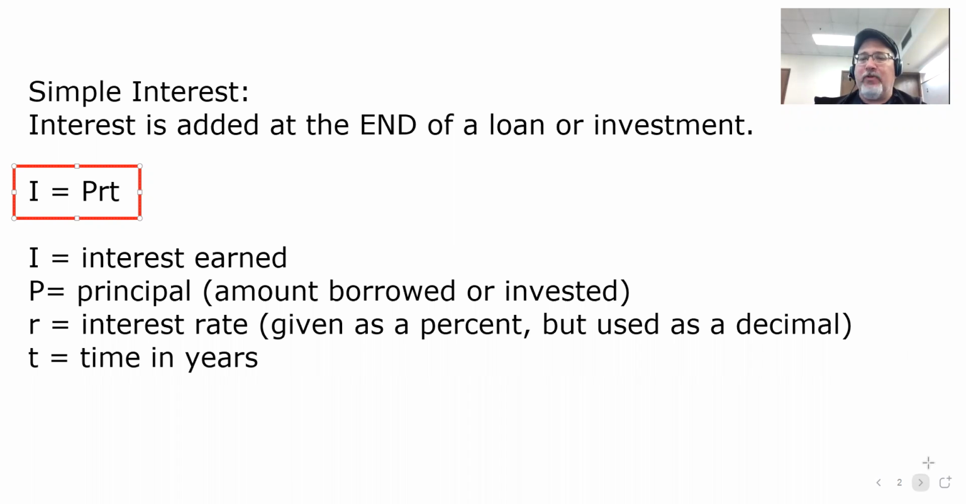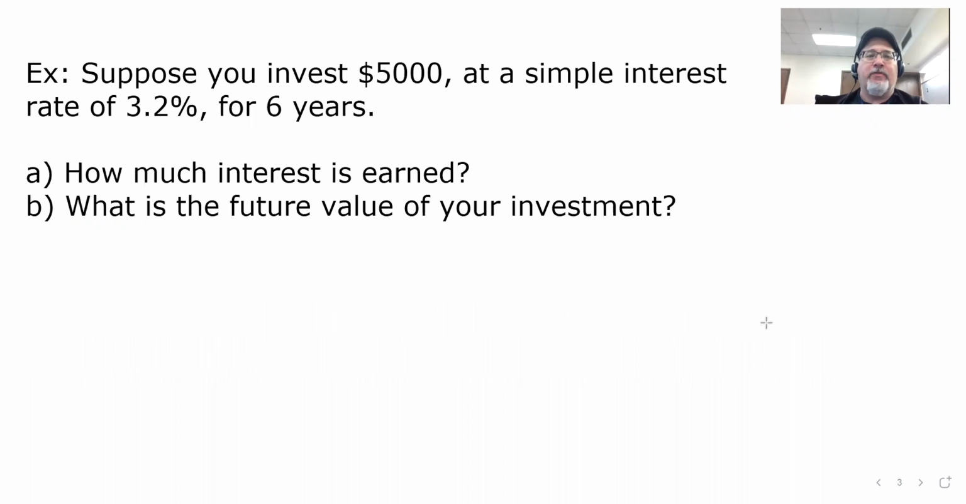All right, let's take a look at a simple interest example. Suppose you invest $5,000 at a simple interest rate of 3.2% for 6 years. A, how much interest is earned? And B, what is the future value of your investment? Well, let's tackle the interest earned first, because this is going to be the easiest part. Actually, I would say the second part's easier. But first, let's identify the values that we were given. Since we're investing $5,000, our principal, capital P, is $5,000.